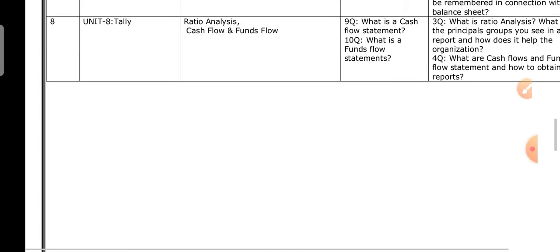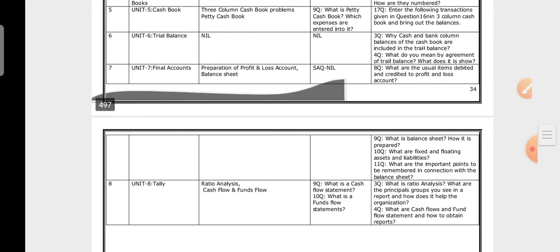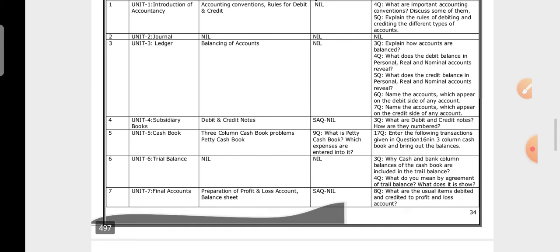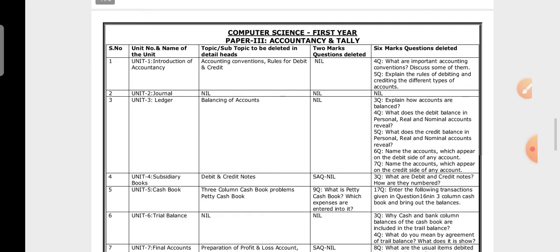It's clear. So these are some of the topics; here they mentioned you have to know Tally. In Tally, ratio analysis, cash flow and funds flow are deleted. In final accounts, preparation of profit and loss account and balance sheet is deleted. Trial balance, nothing is deleted. In that unit, you have to read cash book, three column cash book problems and petty cash book, and the fourth one, subsidiary books, debit and credit notes are deleted. Okay, balancing of accounts is deleted.